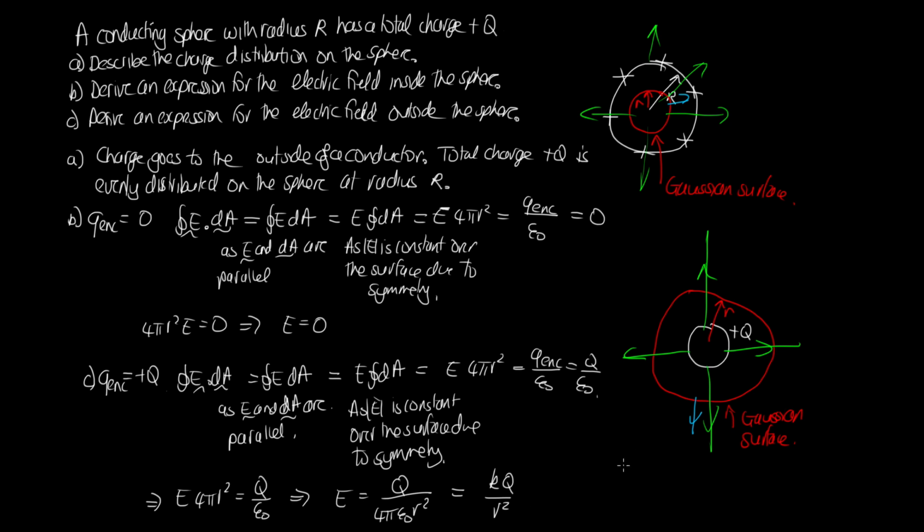Once we're outside the sphere, from the electric field alone, we can't tell if this is a conducting sphere or a non-conducting sphere. And you'll notice that this is actually the same expression as for a point charge. So it doesn't matter if the charge is concentrated in the middle, spread throughout the sphere, or on the edge of the sphere like this. All three of those situations give the same expression for the electric field.